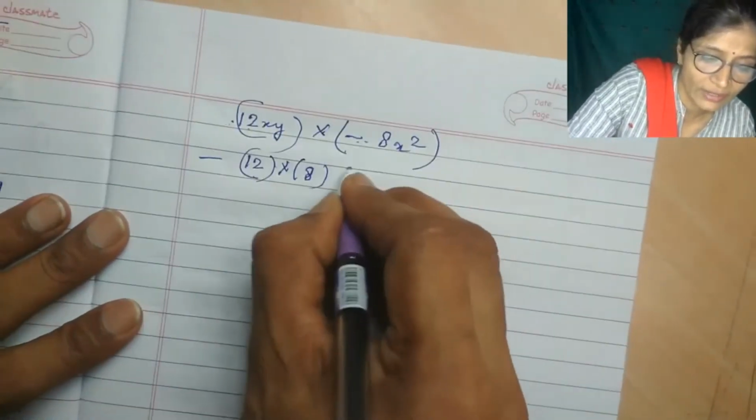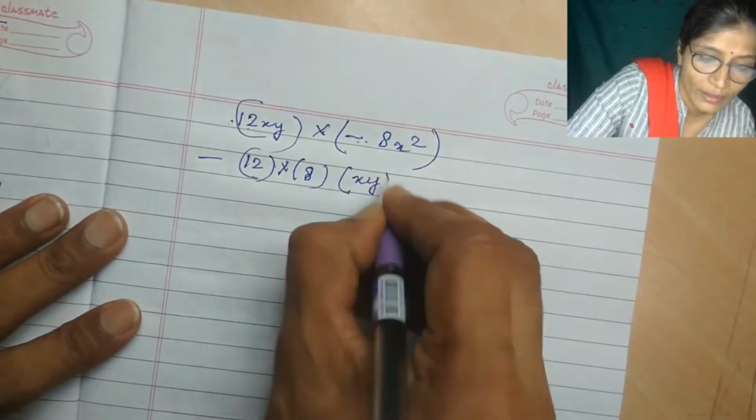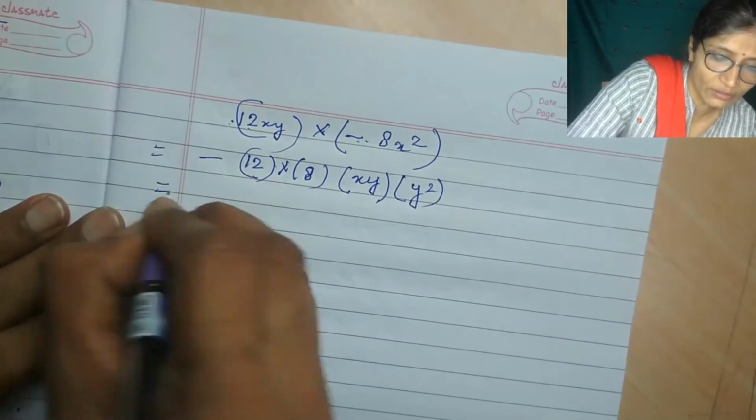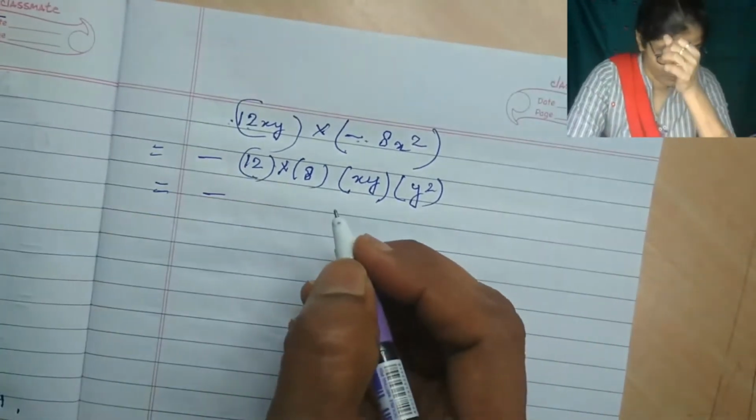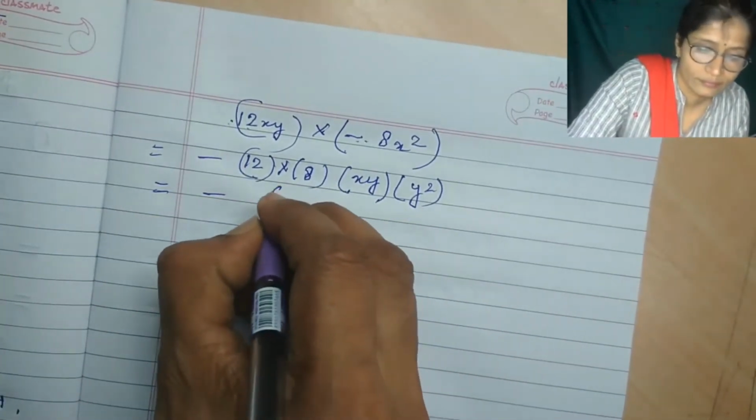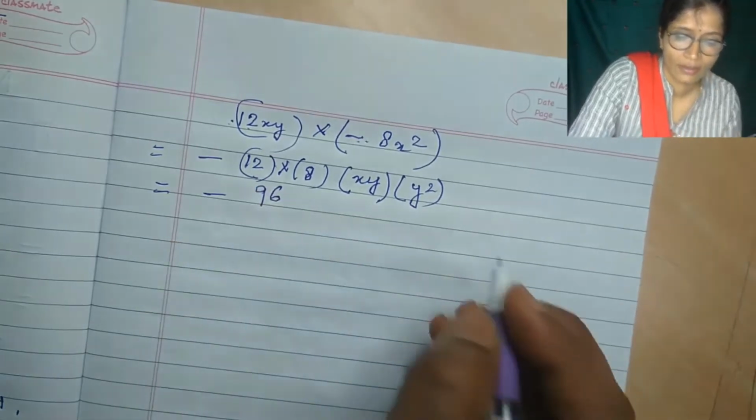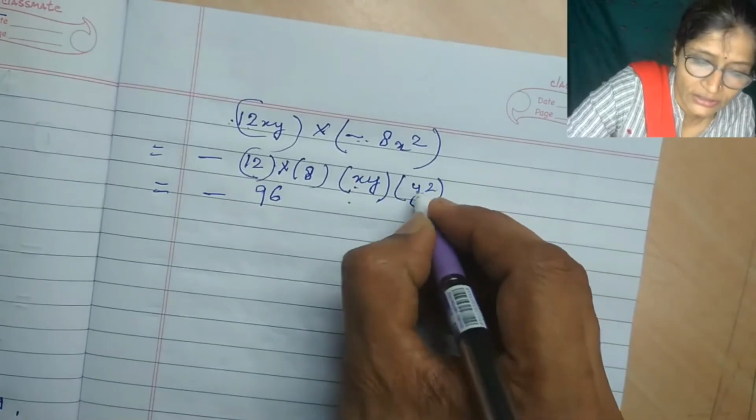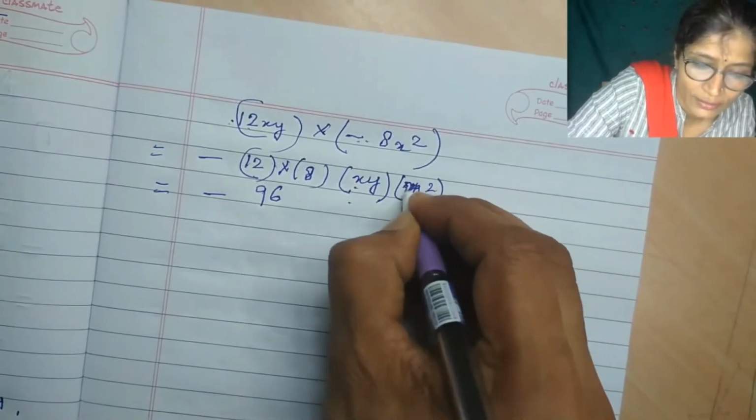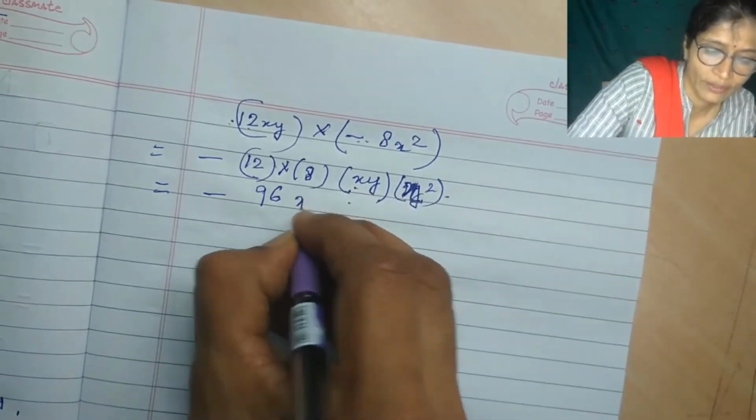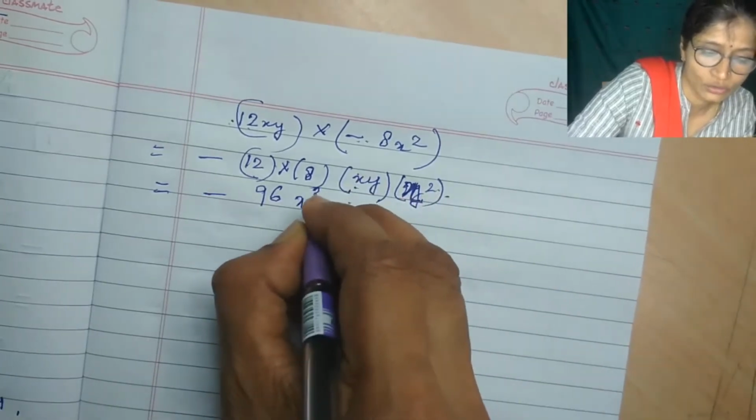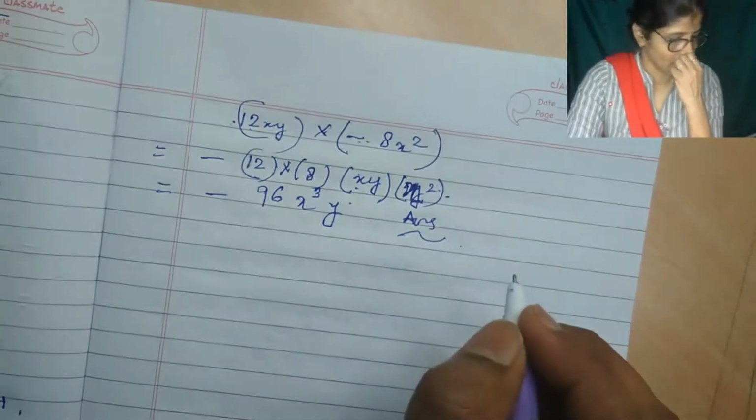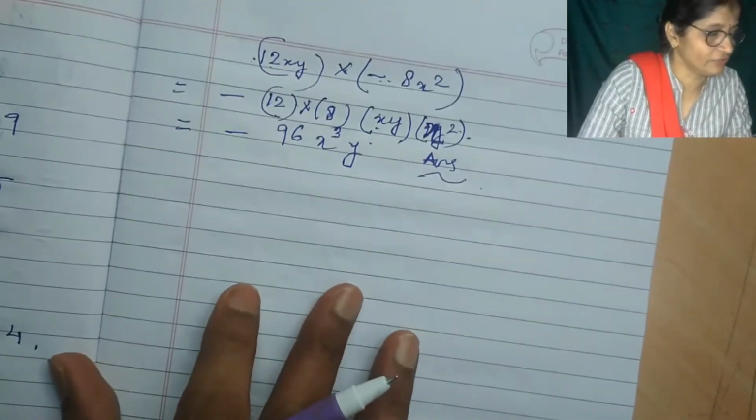And then next what I will do, xy into y square. So that is equal to what? Minus 12 into 8 is 96, and x is here, sorry, this is x square. So x square, so it will be 1 power here, 2 here, so 1 plus 2 is 3, and y. So that is the answer. Now suppose anything is in the fraction form.